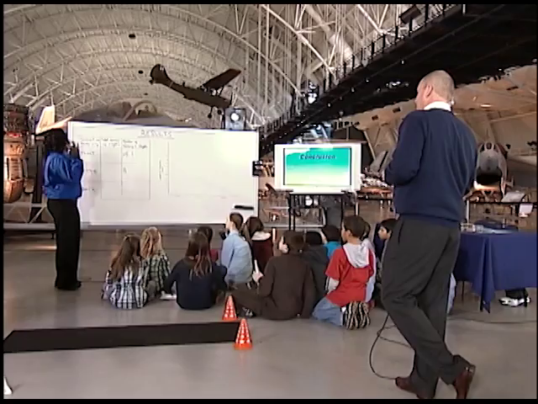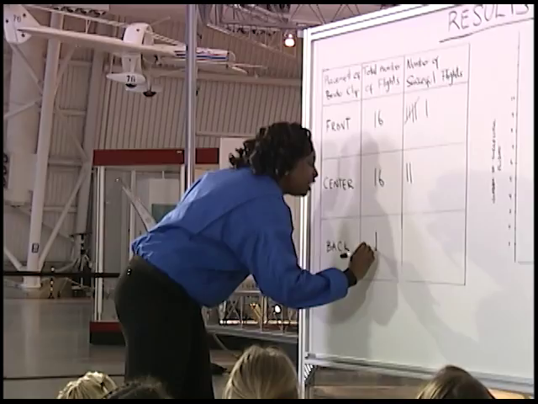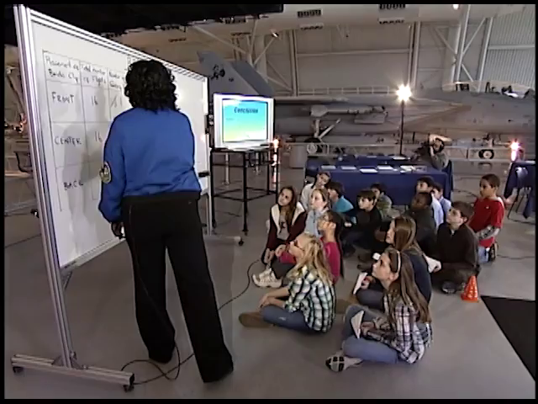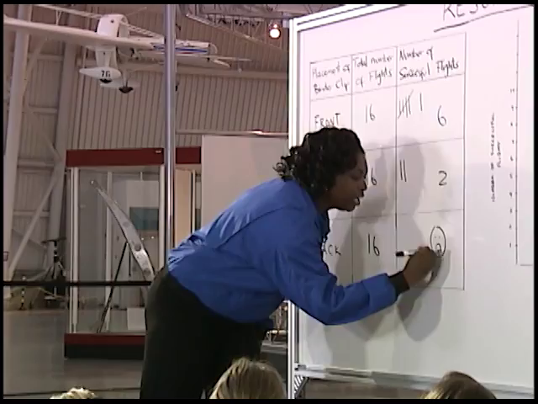Okay, Matt, now we are done with our testing and we have all our results. We had a total of 16 students test their paper airplanes. So for each flight, we have 16. In the front, we had a total of 6 successful flights. In the center, we had 2 successful flights. And in the back, we had 0 successful flights. Pretty sad. So now let's look at this and compare it to our hypothesis.